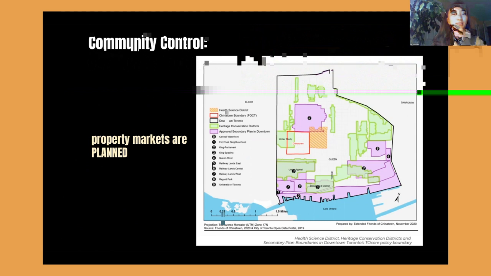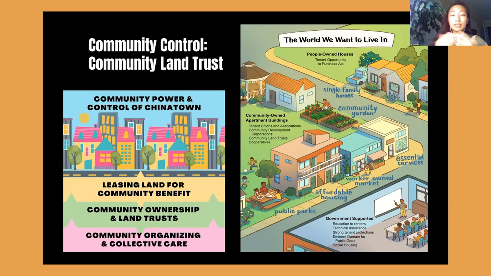With the land, now. And the idea with the community land trust is to take it off of the speculative property market, the private market, which shows how that builds community power and control of Chinatown.